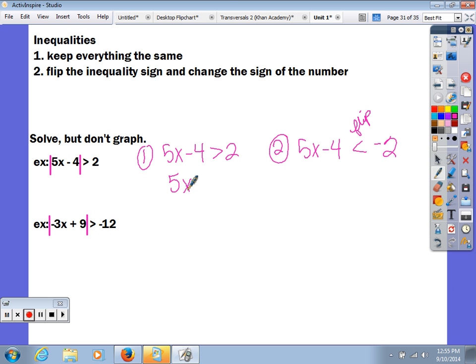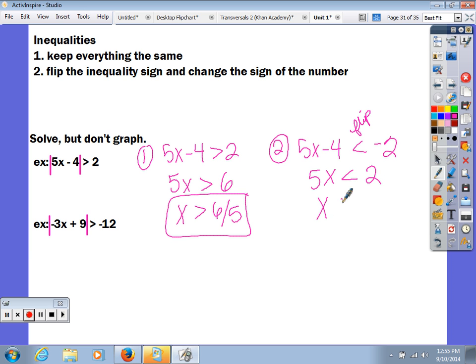Then, just like we did with the other problems, we solve each one individually. I'm going to add 4, so I get 6. Then if I divide by 5, I get 6 over 5. That's one answer. For my second problem, if I add 4, I have 2, and then I divide by 5, so I get 2/5. And that is my second answer. Now notice, this means every x that is greater than 6/5. So that could be the number 2, the number 3, the number 4.